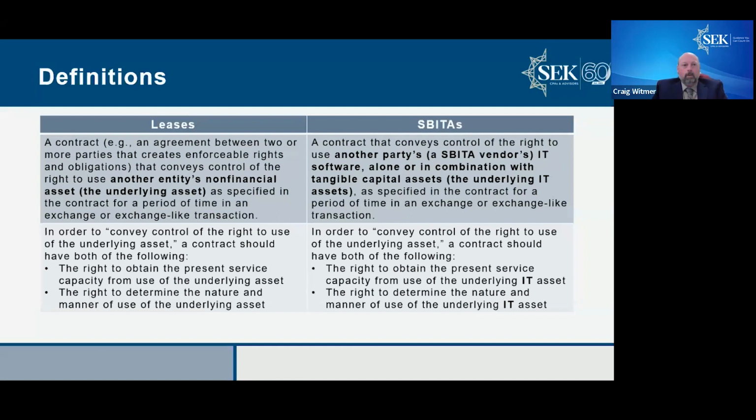So this element of control, frankly, I think in some cases that created a little bit of confusion and judgment involved with leases to determine, do you really have control of the asset? But frankly, I think that's going to be a little bit clearer with the software, the SBITAs, and essentially that control, to convey that control, you have the right to obtain the present service capacity from the use of the asset and the right to determine the nature and manner of use of that underlying IT asset.